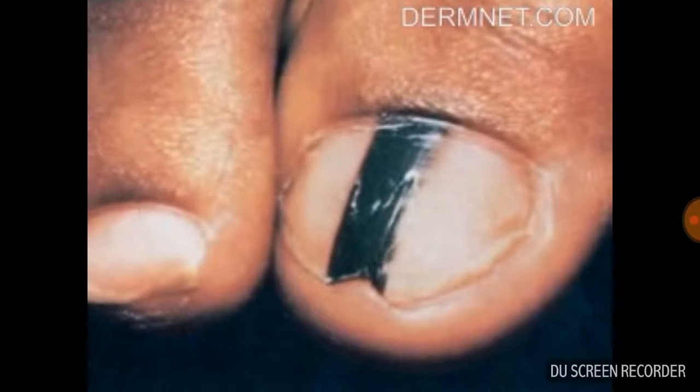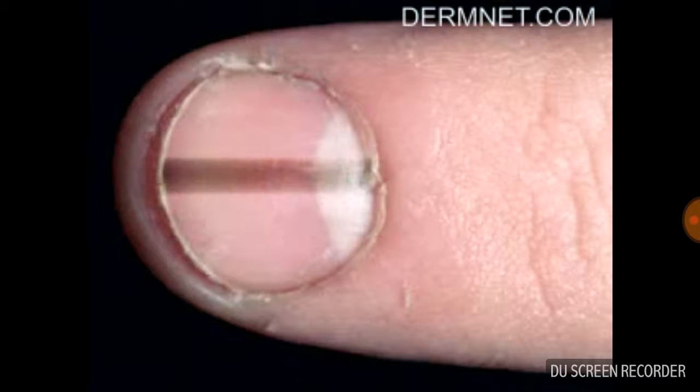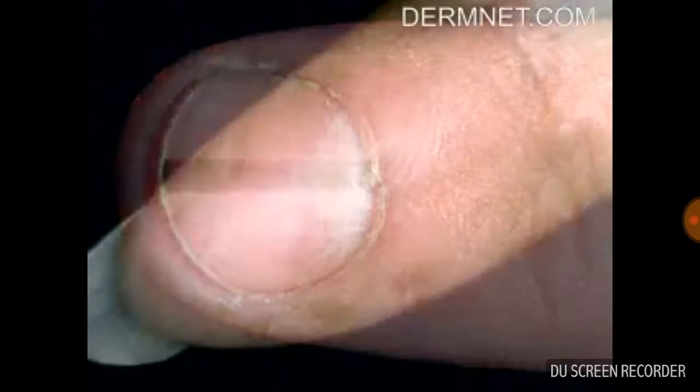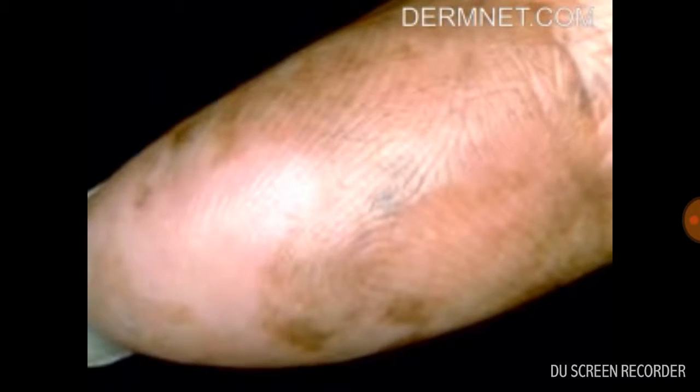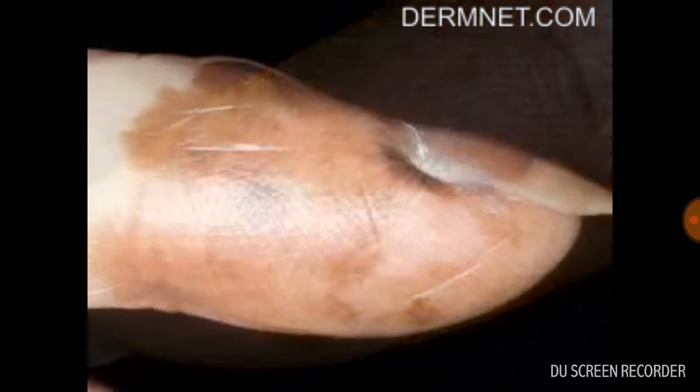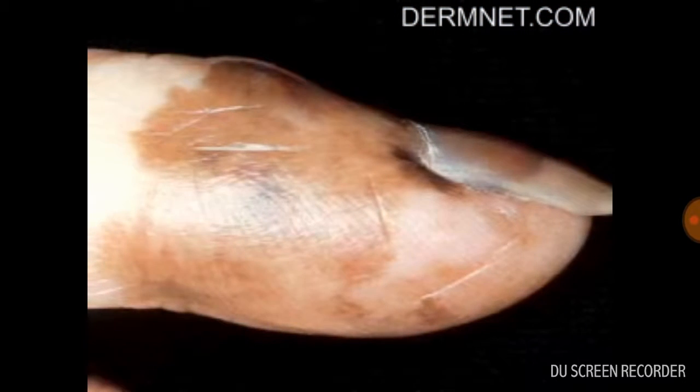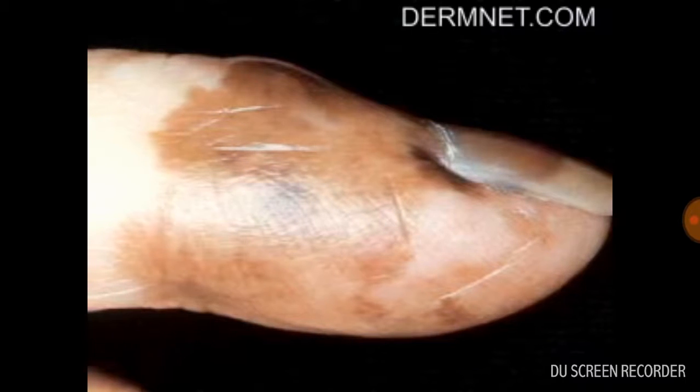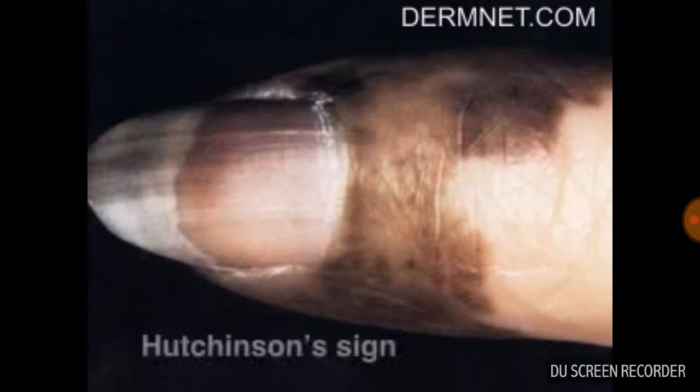Other than location, the lesion is similar in appearance to lentigo maligna and lentigo maligna melanoma, appearing as a flat, slowly expanding pigmented macule with a fairly uniform mottled color. It appears and evolves over years. The sudden appearance of a pigmented band originating at the proximal nail fold, or pigmentation in the proximal or distal nail fold, is called Hutchinson's sign and is suggestive of acral lentiginous melanoma.